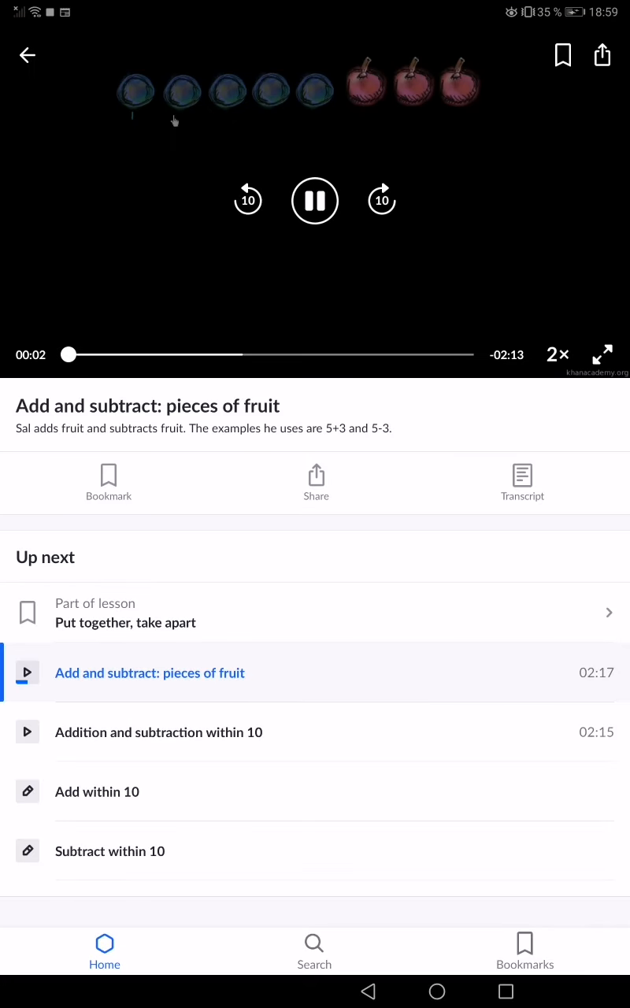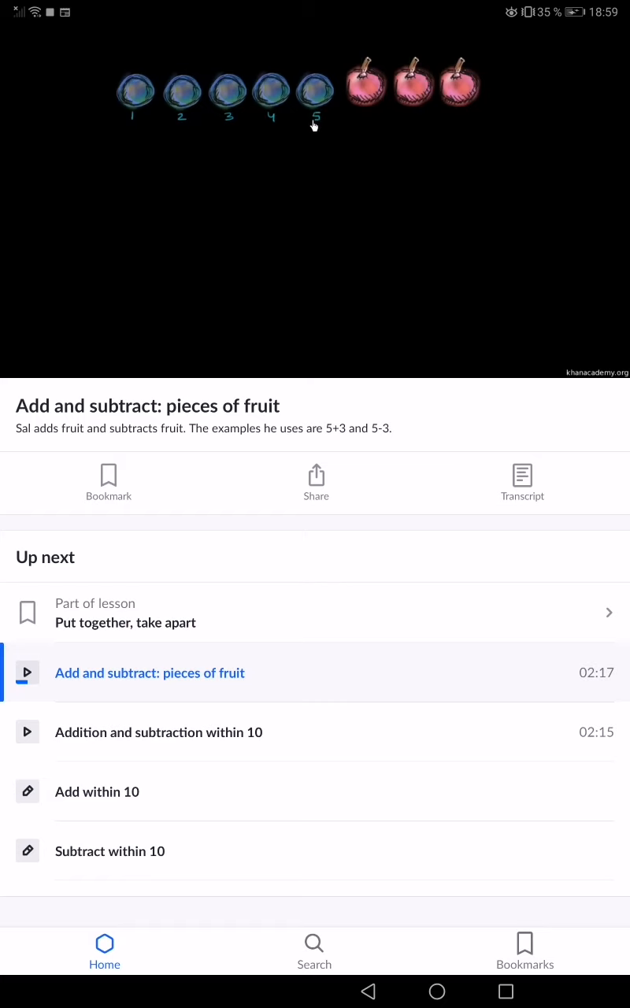So we have 5 blueberries here. And we have 3 cherries. Now, if I wanted to figure out the total number of fruit that I have here, the total number of pieces of fruit, what should I do? Should I add 5 plus 3? Or should I subtract? Should I do 5 minus 3 to get the total number of fruit that I have?